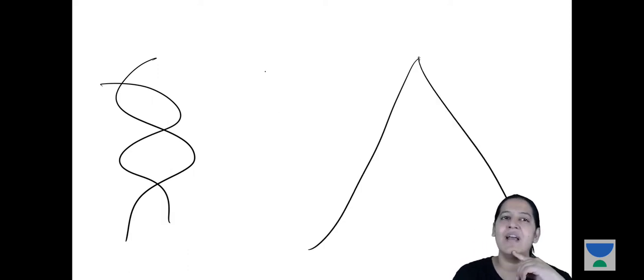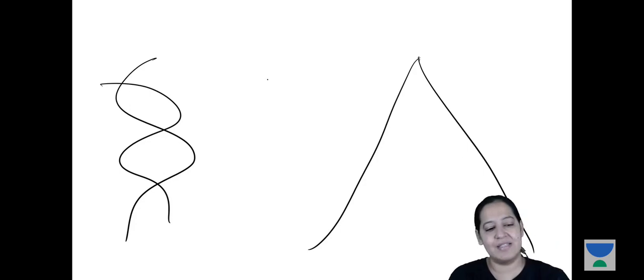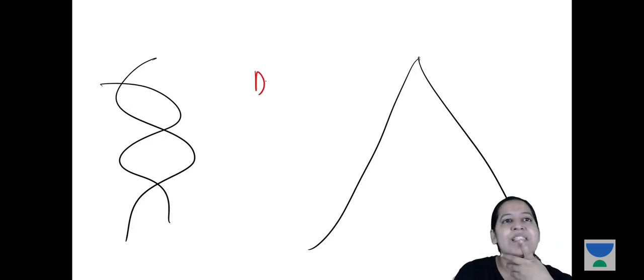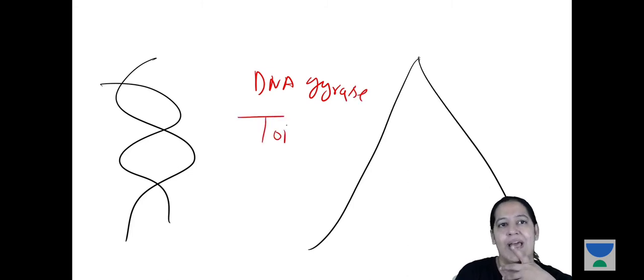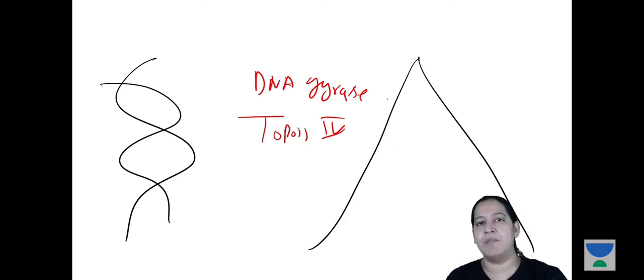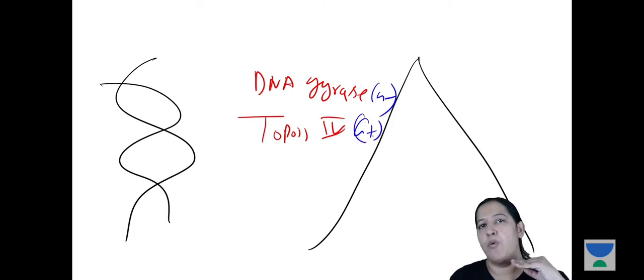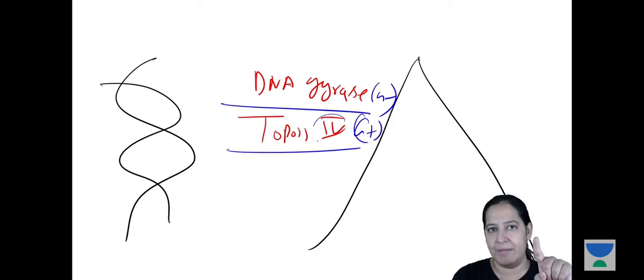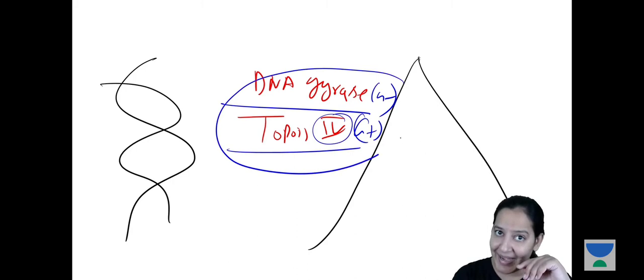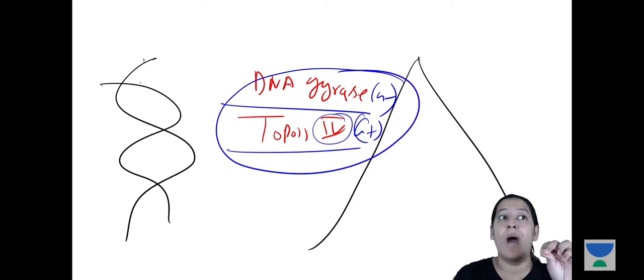For unwinding, an enzyme is required. What is the name of that enzyme? The name of that enzyme is DNA gyrase in gram-negative bacteria and topoisomerase 4 in gram-positive bacteria. In gram-negative, it is DNA gyrase. In gram-positive, it is topoisomerase 4, I guess. Let me confirm, it is 4 only. So that is the enzyme which is required for unwinding.